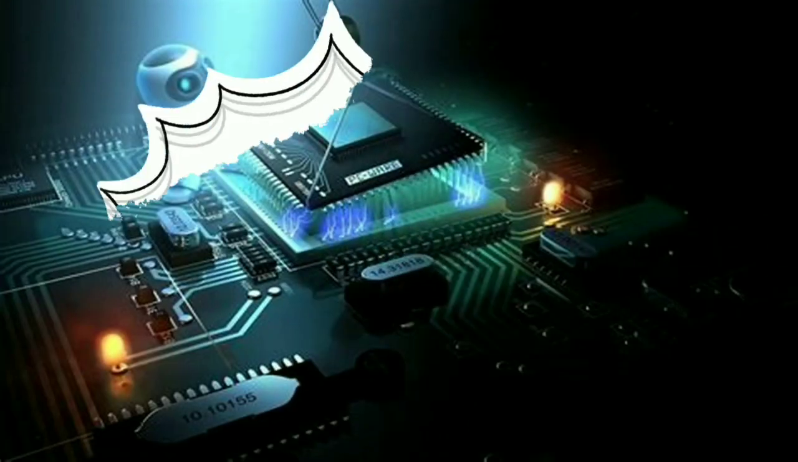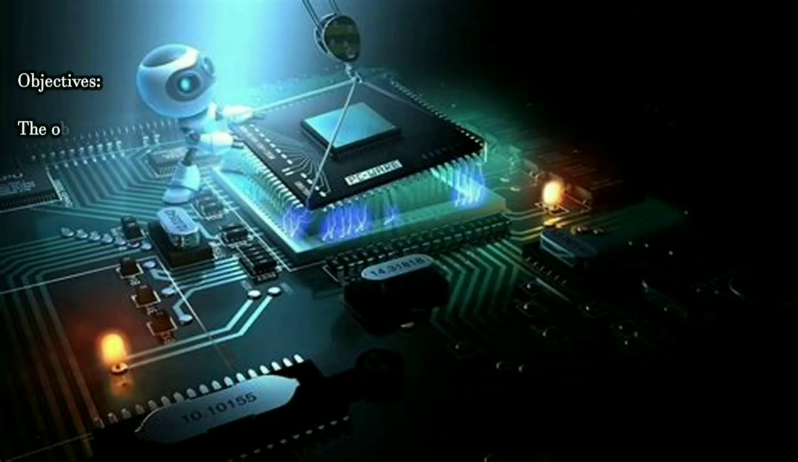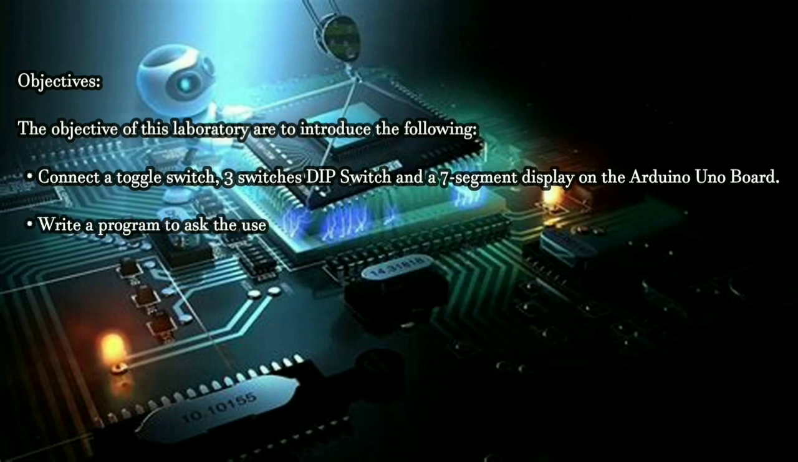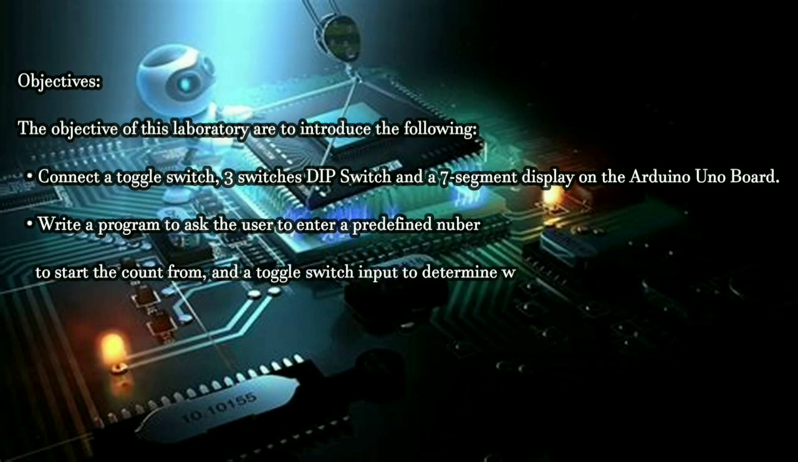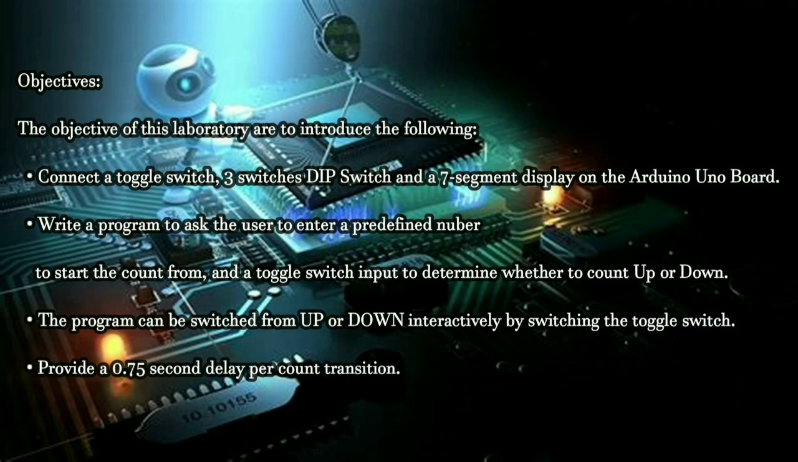So let's proceed to our program 3, presettable up-down counter. Our objectives for this program are the following. Connect a toggle switch, 3-switch dip switch, and a 7-segment display on the Arduino Uno board. Write a program to ask the user to enter a predefined number to start the count from and a toggle switch input to determine whether to count up or down. The program can be switched from up or down interactively by switching the toggle switch. Provide a 0.75-second delay per count transition, and run the program and verify that it works properly.